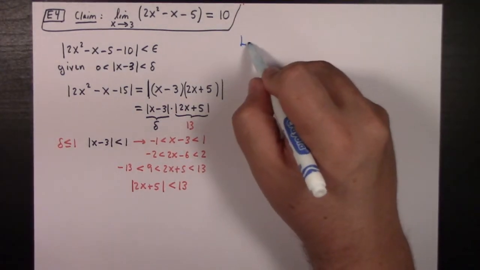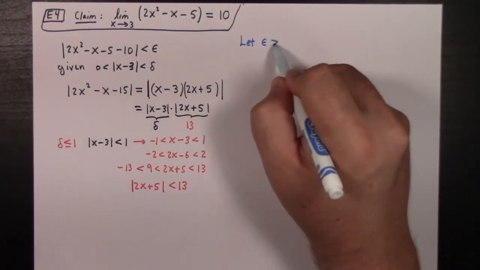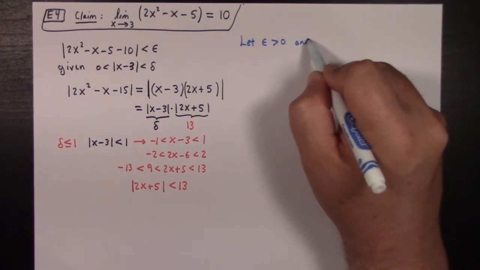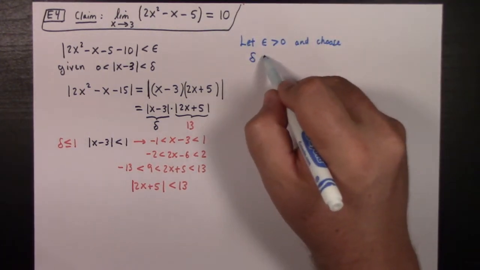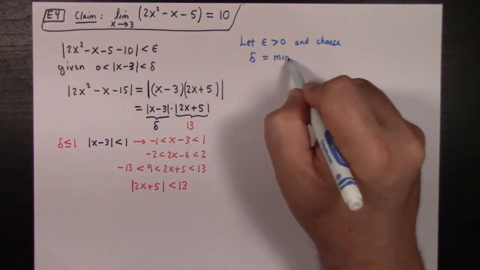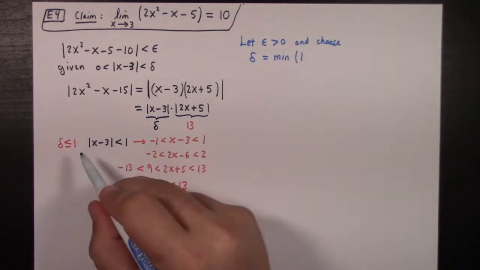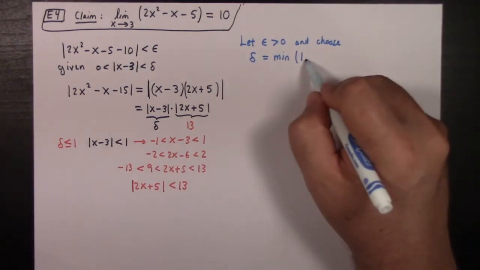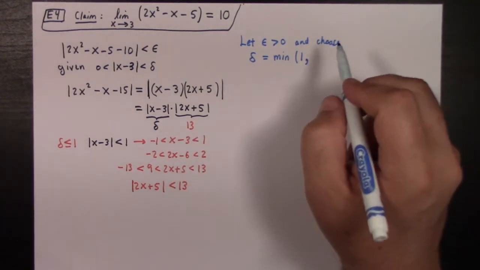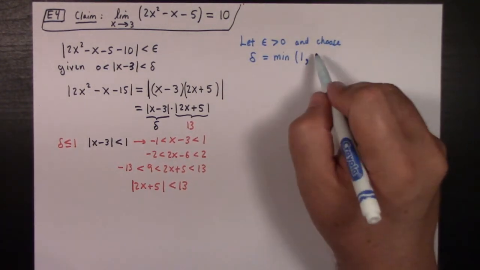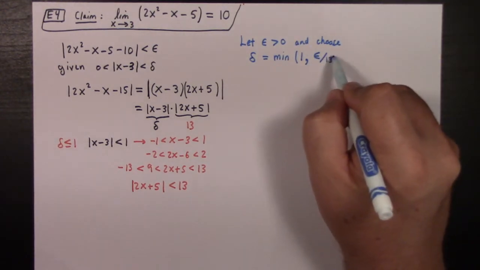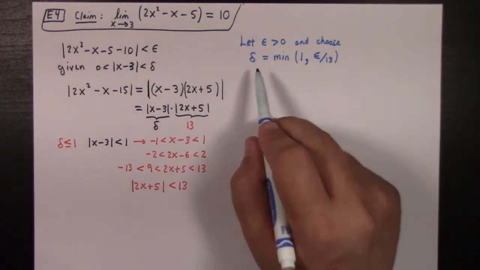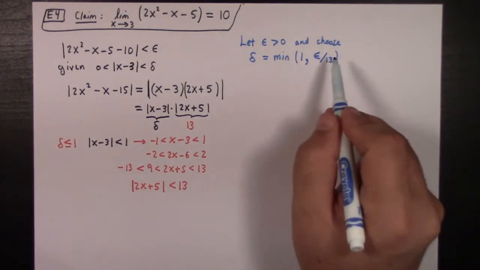Let epsilon be greater than 0, and choose delta equal to the minimum of 1, because we want this stuff in red, and epsilon over 13, because we know once we get past the stuff in red, then this other thing will take over. And I can have my cake and eat it too by making delta the minimum of these two things.